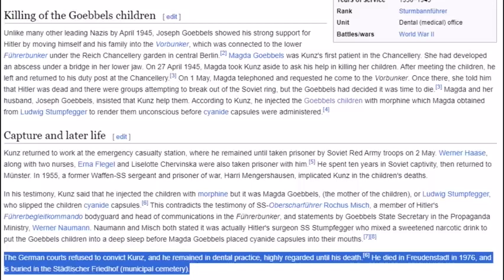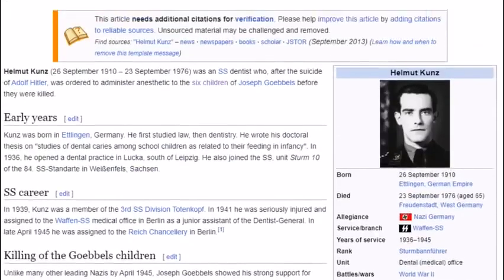And look, here it says Kunz injected the children with morphine. And here it says the German courts refused to convict Kunz. How charming, isn't it? And he remained in dental practice, highly regarded until his death. He died in Freudenstadt. That means the town of pleasures, the town of happiness. That's where he died in 1976. He died a happy man. Oh, can you believe it? So, same name, you see?